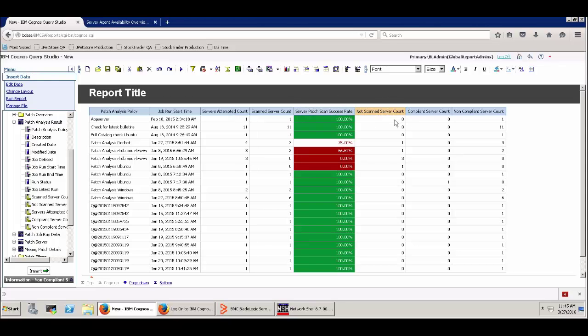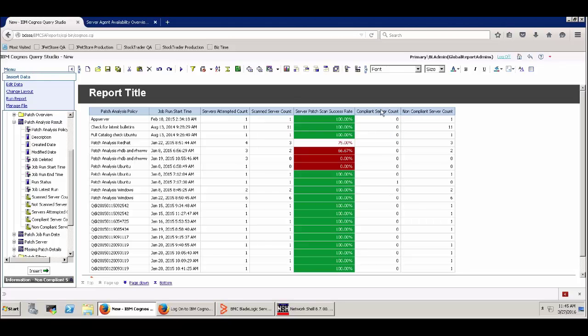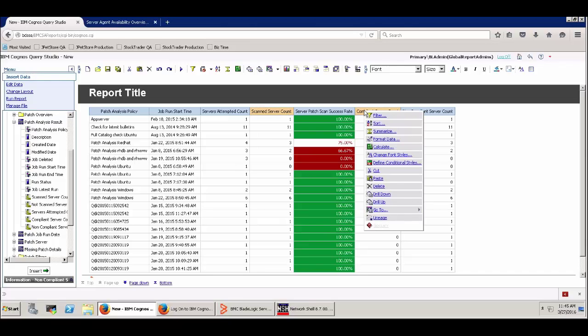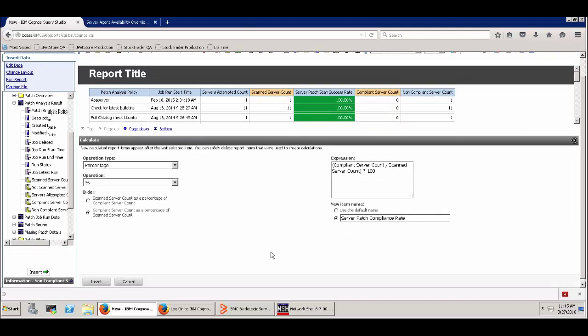Now, since I can get this field by looking at the numbers of servers attempted versus scanned, I will usually come in and delete that number off. Because I usually don't care so much about that. Now, the next metric I'm going to want is of the servers I was able to talk to, how many actually came back fully compliant, fully matching what our policy was. And that's again another calculation. And I want the number of compliant servers as a percentage of the scanned server count. And this is going to be the patch compliance rate. Let's call that the server patch compliance rate. And that'll show us the number of servers that are completely compliant.